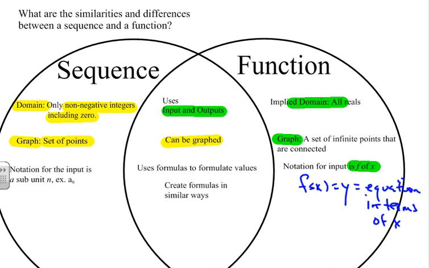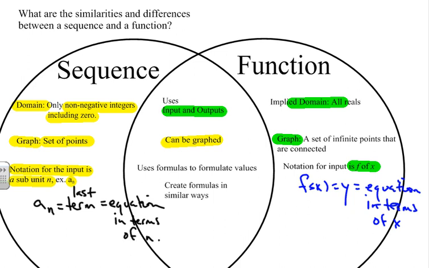The other thing is that instead of having f of x, we have a notation called a sub n, or a sub n. So it's very similar. We have a sub n, which equals the last term, which is generally an equation, a function, in terms of n. So functions and sequences are very, very similar. And what we're going to talk about is how to find the nth term of a sequence by thinking about functions.